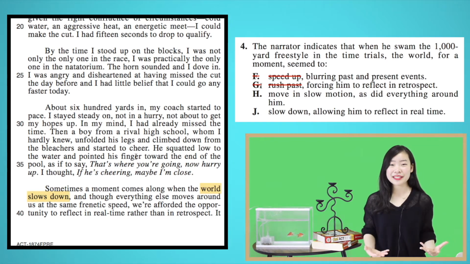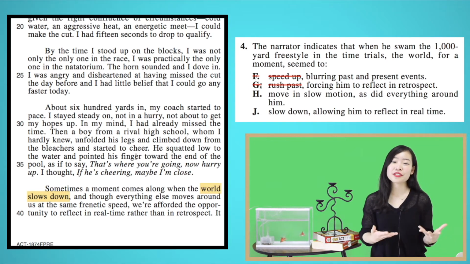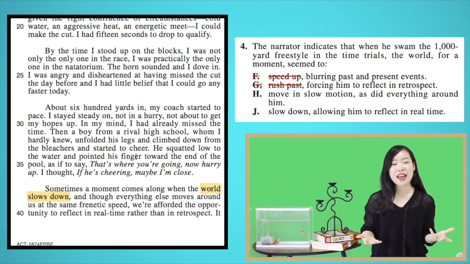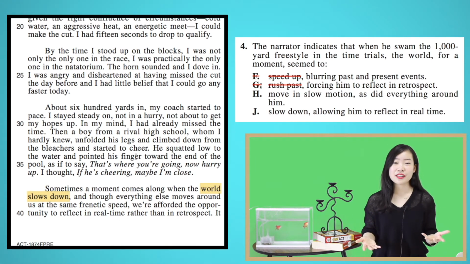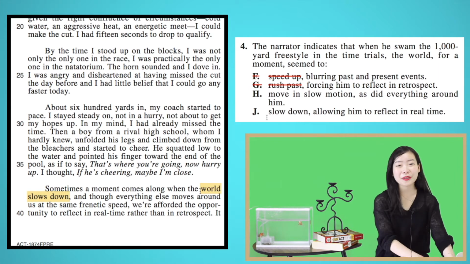I don't know if you already noticed, but I don't just cross out letters of options that aren't right. I also cross out words in options that are not right as an answer. So I wouldn't just cross out F and G, I would also cross out speed up and rush fast. And this helps me avoid making stupid errors and logically understand why I cross these options out. So now we only have options H and J left.